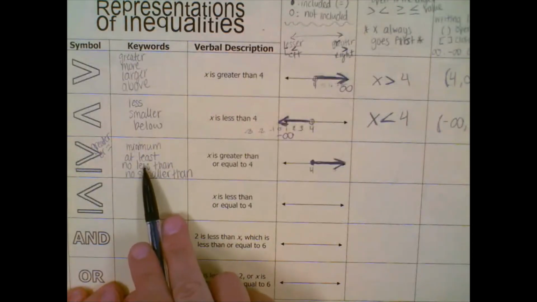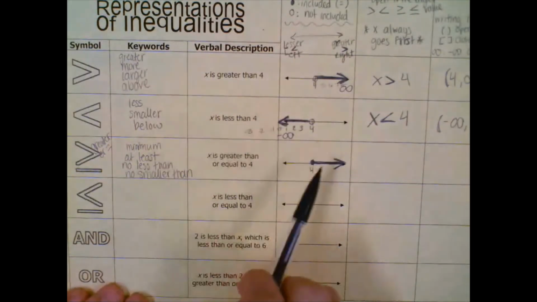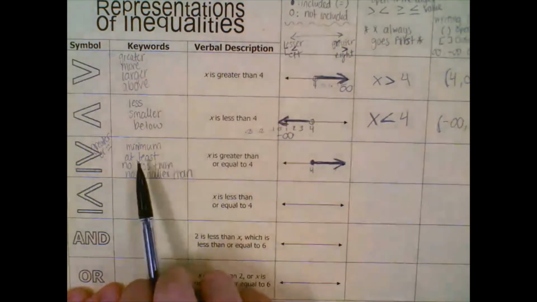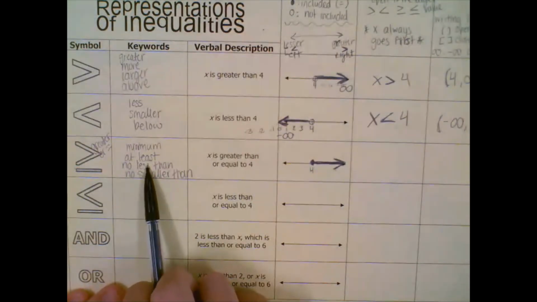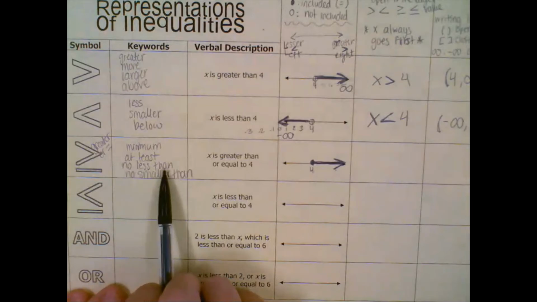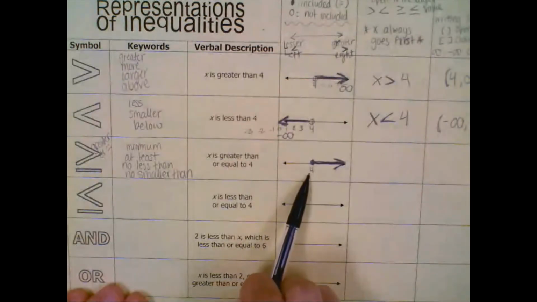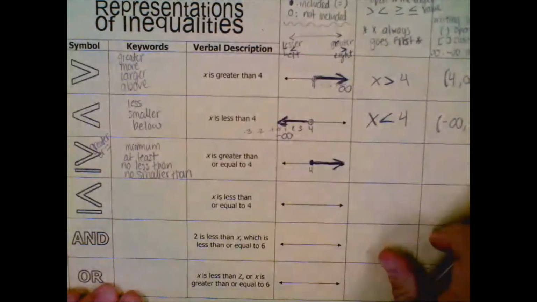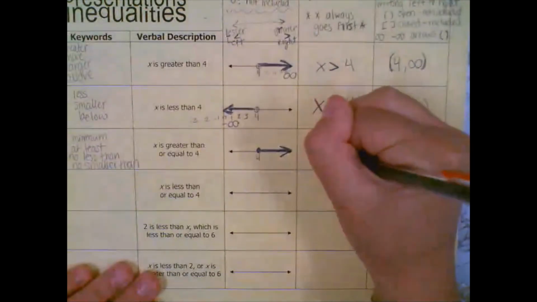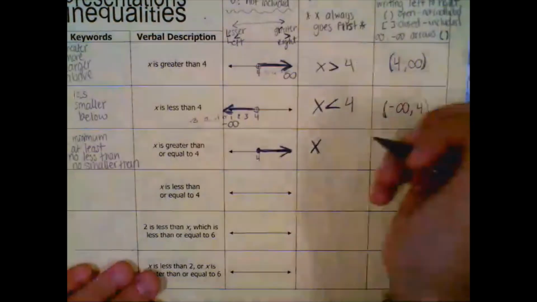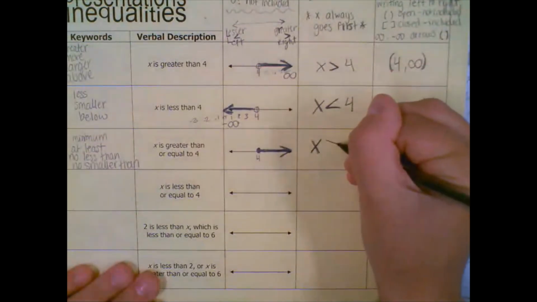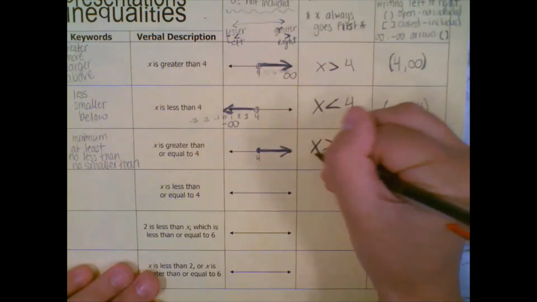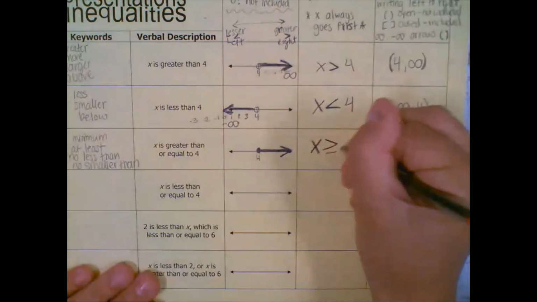So this is where people can kind of get confused if you start reading things quickly and you just see a less than type word. A lot of times people might think it's a less than symbol, but we have to read what it means. It's not less than 4. It's no less. So that means it could be 4, but it also could be greater than 4. So then our symbol, if X is no less than 4, that means it could be bigger than 4, right? So it's the bigger value, or equal to 4.